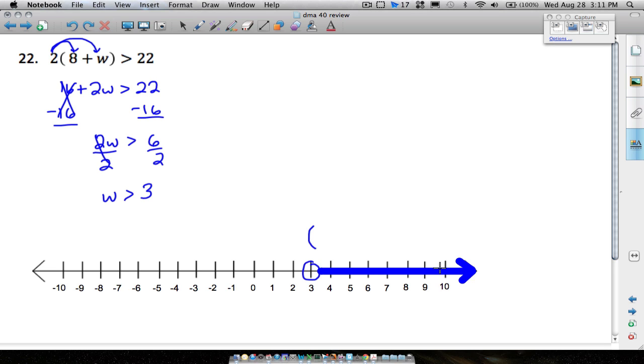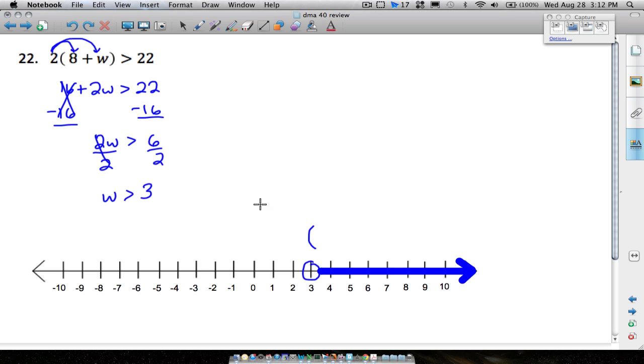But let's check our work real quick. Let's make sure one of these numbers satisfies our inequality. Let's plug in 5. 8 plus 5 is 13. 13 times 2 is 26. 26 is greater than 22.